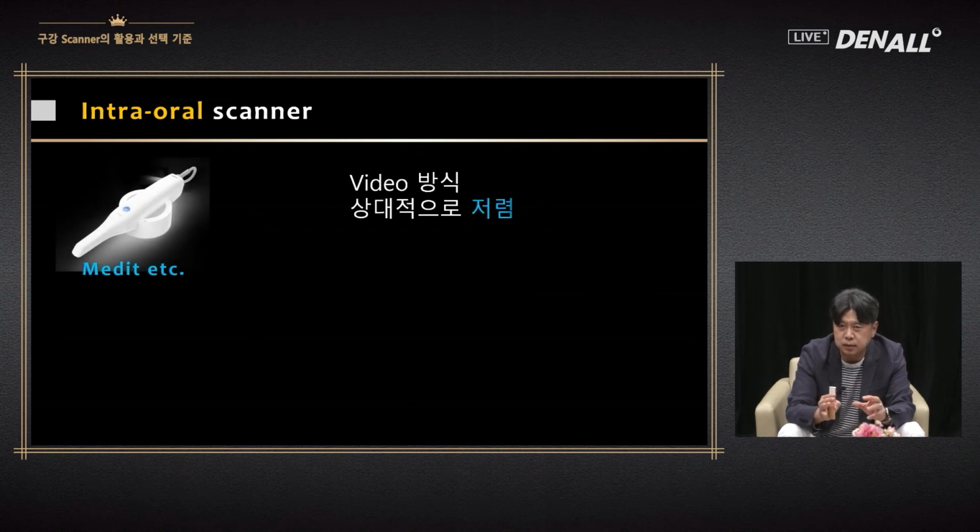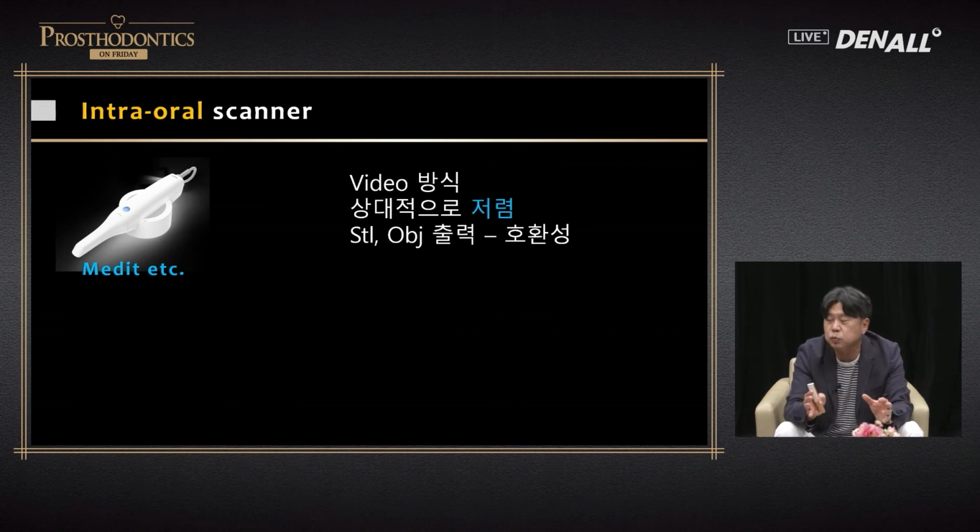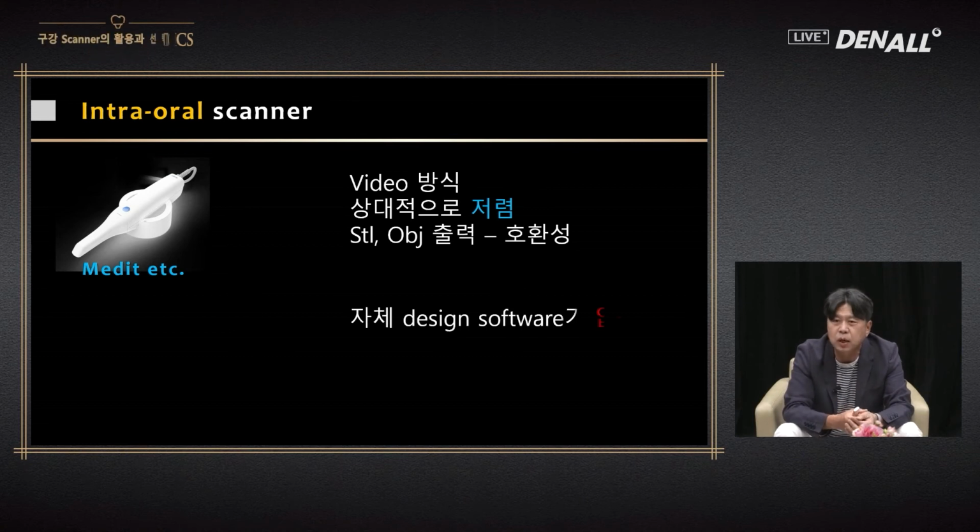One more thing, Medit and others, the companies who joined the market rather late, following the major companies. Their product performance is very good, and they're relatively inexpensive compared to the major companies, and their output is in STL or OBJ format, not a specific proprietary format. So it has compatibility with the other companies' devices and software. You can use other companies like 3Shape and Sirona. Designing their own proprietary software is quite expensive. They operate the software, but they are not very strong in designing their own software compared to the major players.